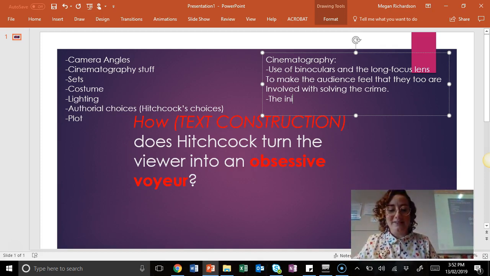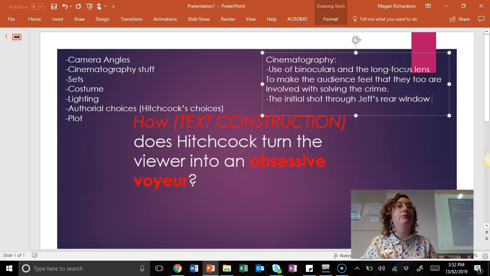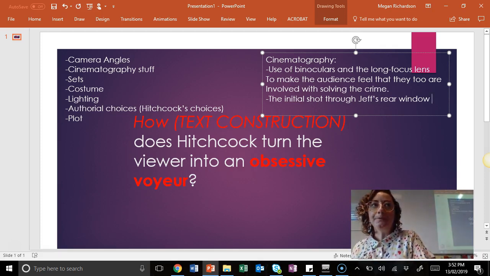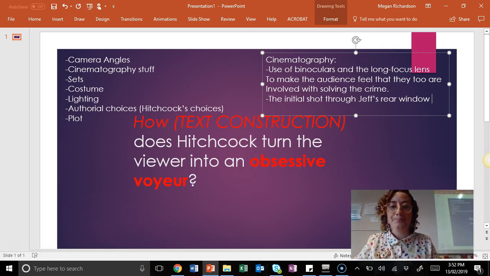Okay, so the initial shot through Jeff's rear window. That's why it's called Rear Window, because it's through the rear window. Rear window seems like something quite forbidden or taboo. Even the title encompasses the whole idea that there is a definitive line, and once you cross it, you become obsessive, and that's not good.